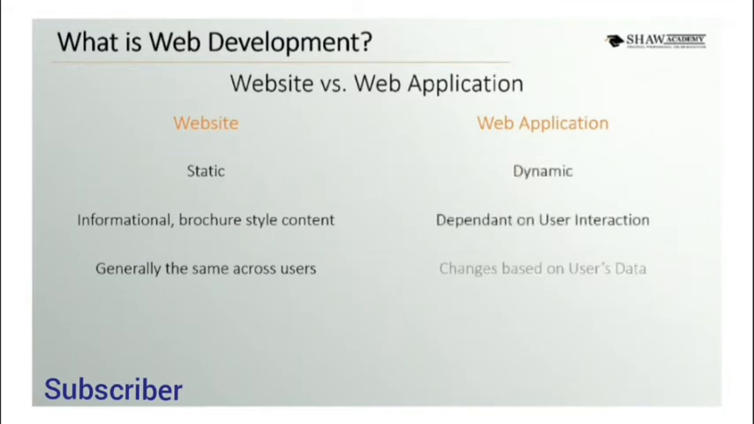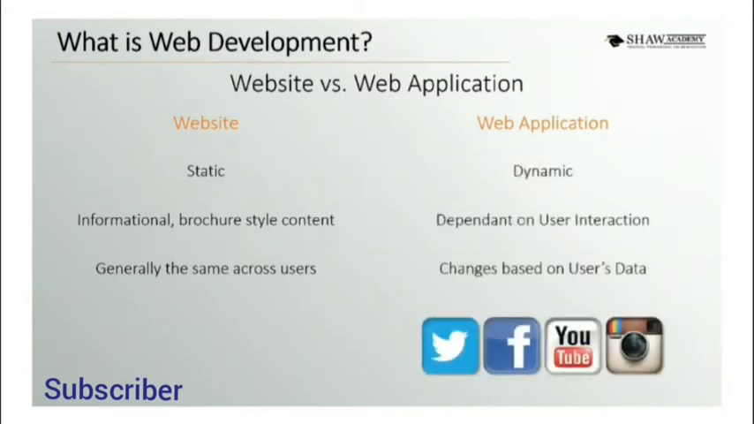A web application, on the other hand, is dynamic, and this means that the content is frequently changing. It's dependent on user interaction and will change based on what the users do inside that application. So this means the content is dynamically generated on a user-by-user basis. A great example of a web application would be Facebook. When you log into Facebook, you see a completely personalized newsfeed of posts from your friends. You can make a post, and what you see on your page will change immediately, and your post will also change what your friends see on their newsfeed.